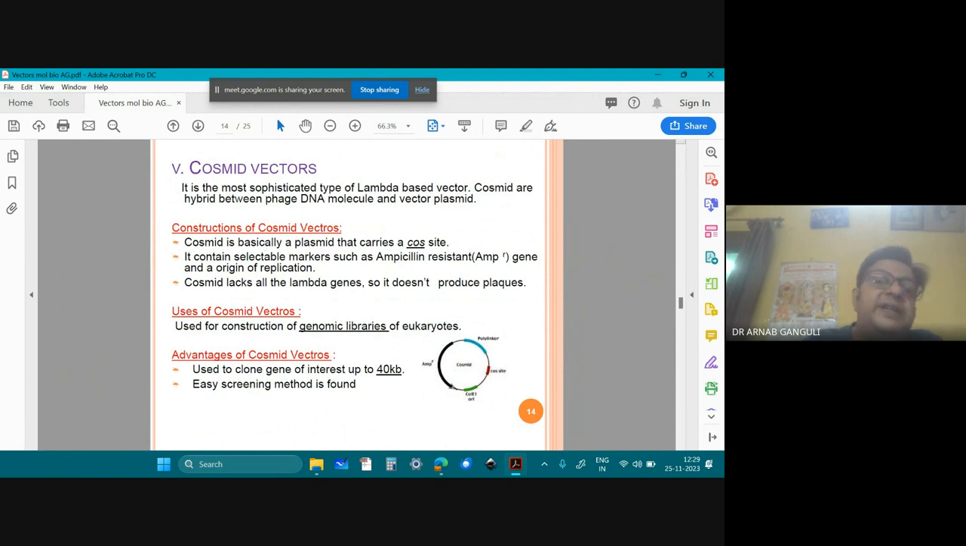Then the cosmid vectors. They are lambda based vectors. They are a hybrid between phage DNA and plasmid vector. So they can act both as a plasmid and as a lambda phage or bacteriophage.